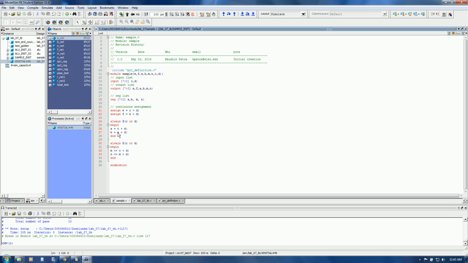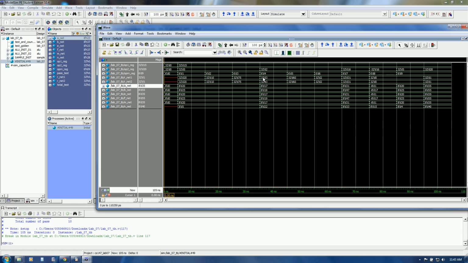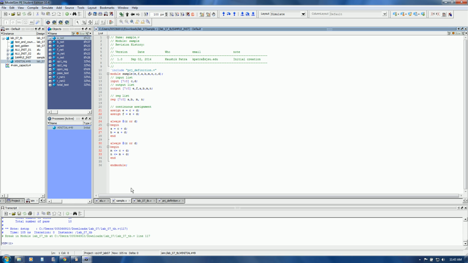Okay, now we see A and B. A and B code is A equal to C plus D and B equals A plus D. So first this will be evaluated, then this will be evaluated. So let's look what is there. Okay, so we have 15 and 2 for C and D, then A equals 15 plus 2, 17, B equals 17 plus 2, A plus D is 19. We have the result.